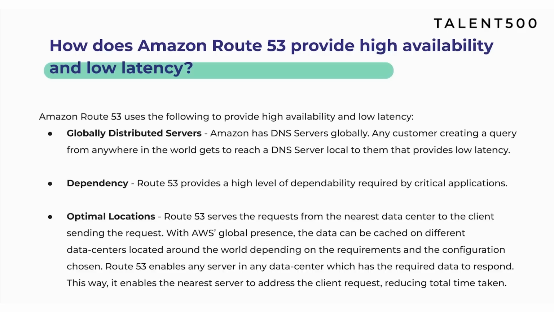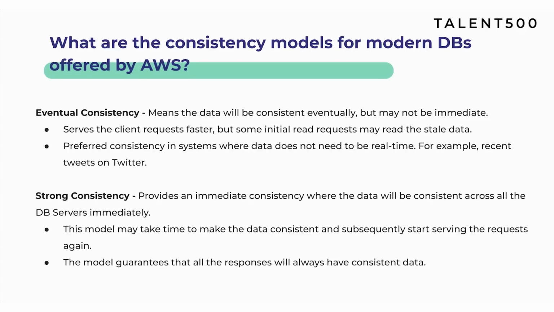Let's move on to our next question, which is, what are the consistency models for modern databases offered by AWS? Now consistency means you need to have accurate data whether you fetch from DB1 or DB2. Consistency should be there in the data stored in those databases. There are two types of consistency that AWS provides. One is eventual consistency and the other is strong consistency.